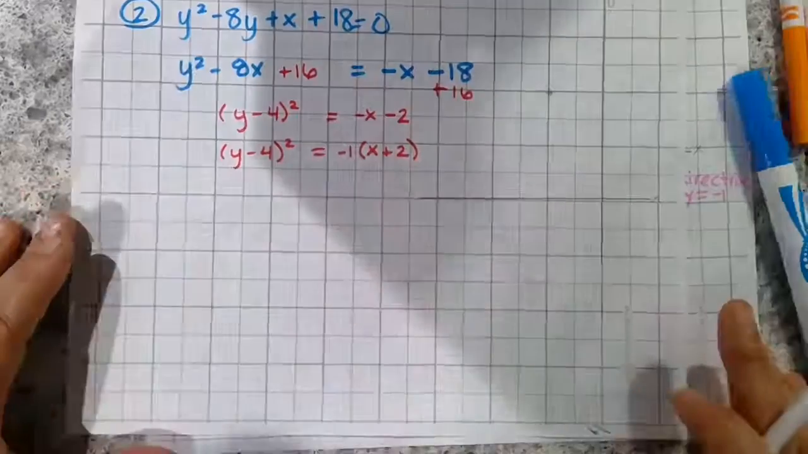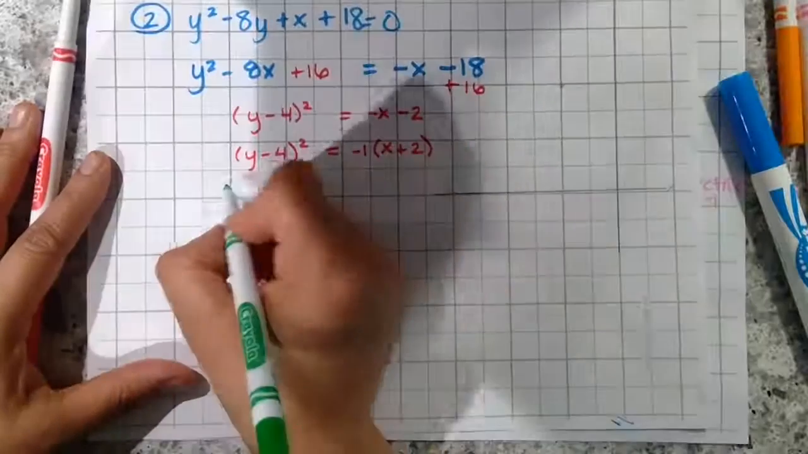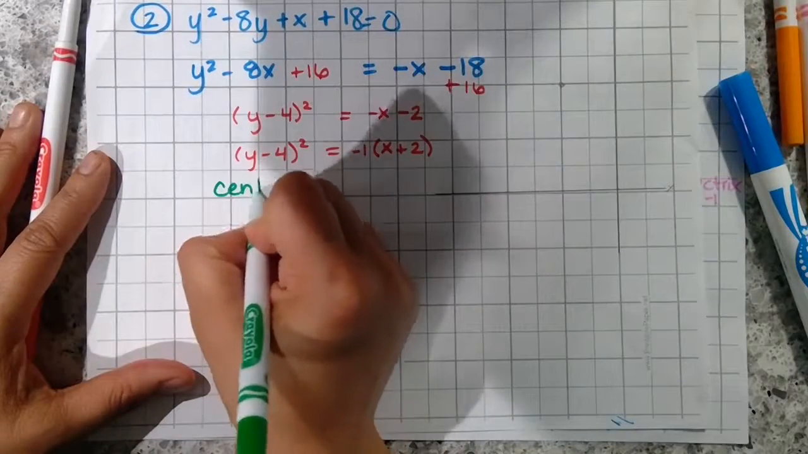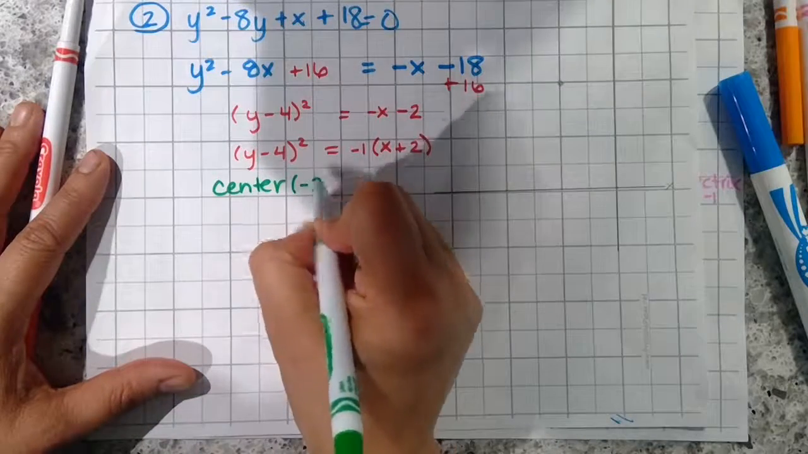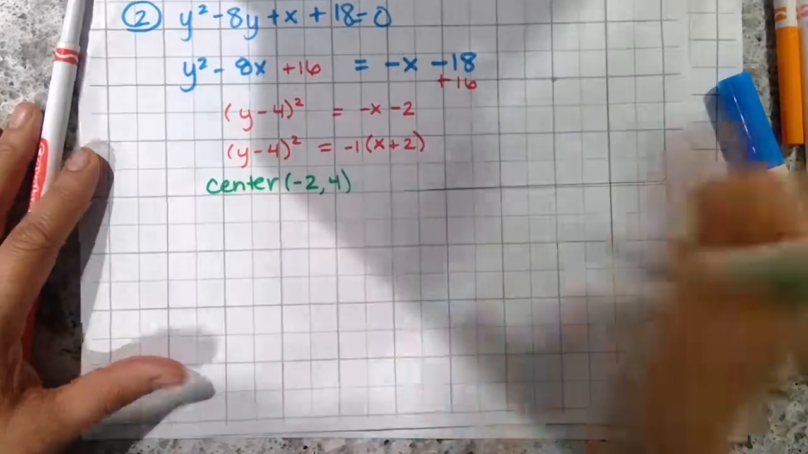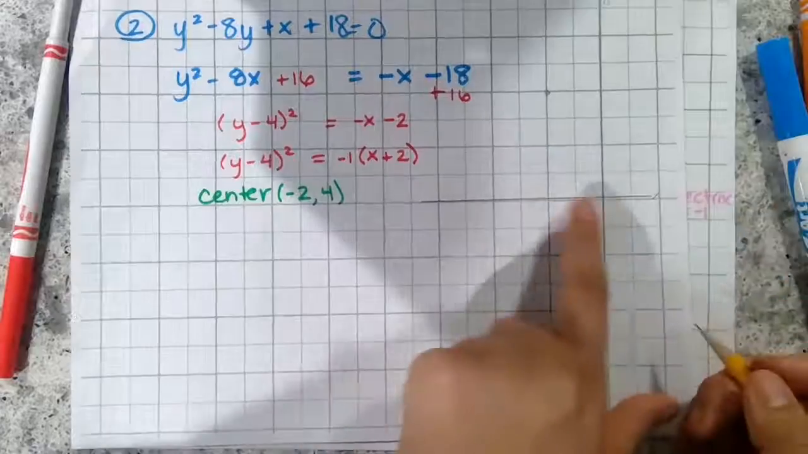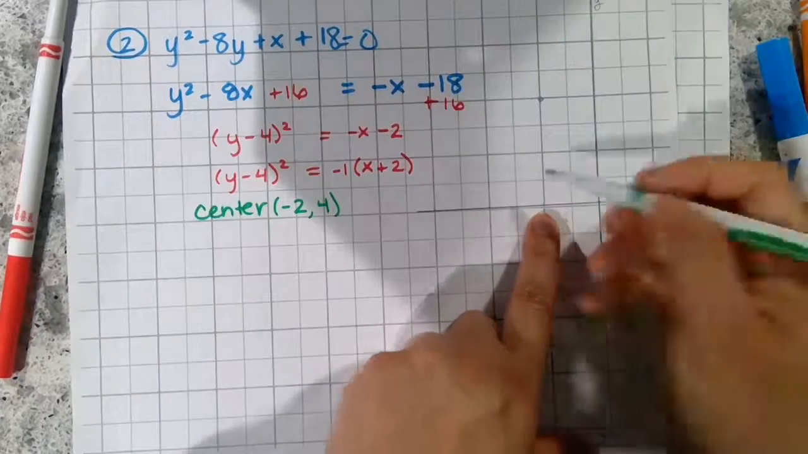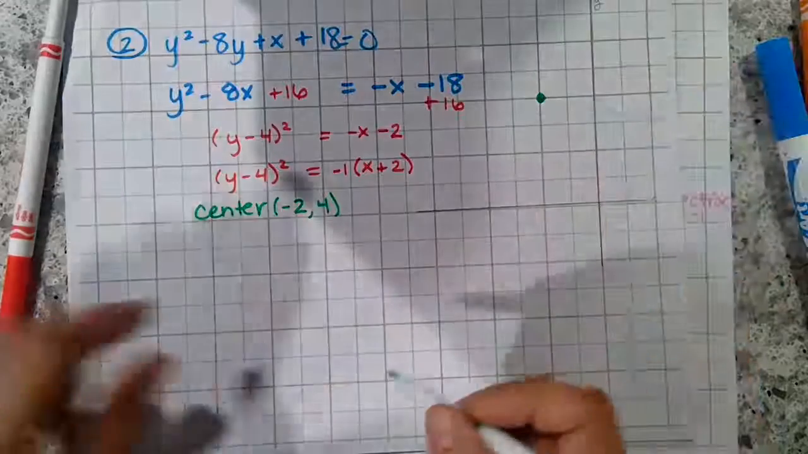Okay, so now I have it in the right format. I'm going to find all the correct information. So my center is at the opposite of the one with your x, -2. The opposite of the one with your y, +4. So I quickly drew an axis over here, and your center is at -2, up 4. So there you have your center.